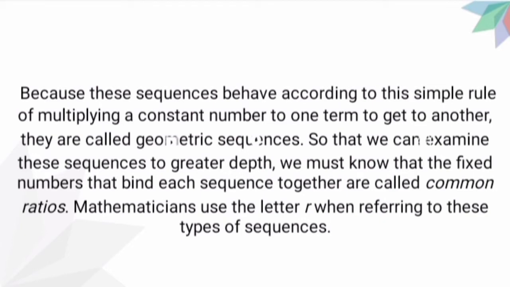Because these sequences behave according to this simple rule of multiplying a constant number to one term to get to another, they are called geometric sequences. So that we can examine this sequence to greater depth, we must know that the fixed number that binds each sequence together is called the common ratio. Mathematicians use the letter r when referring to this.